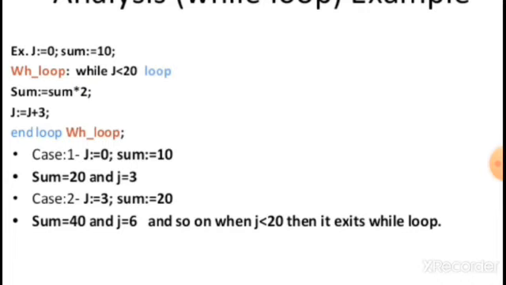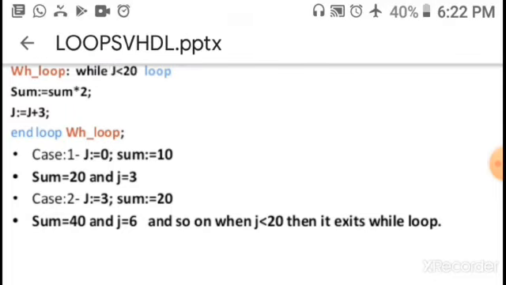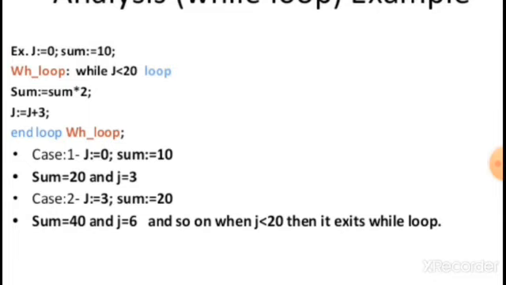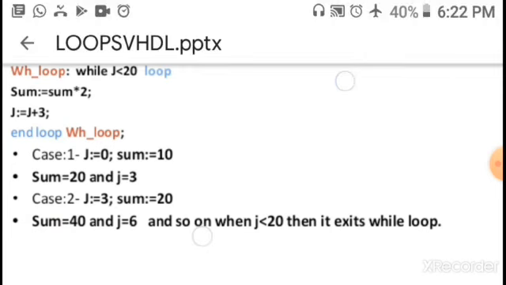Now your j value is equal to 6. Okay, 3 plus 3 is equal to 6. Once again it is going to check the condition. Okay, so till how many times is it going to check the condition? Till this condition is false. When the condition is false, then what happens? Your control jumps to after the end loop and it is going to exit the while loop. So the statements which you have written after the end of the loop are going to be executed.